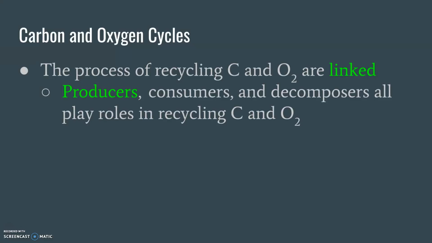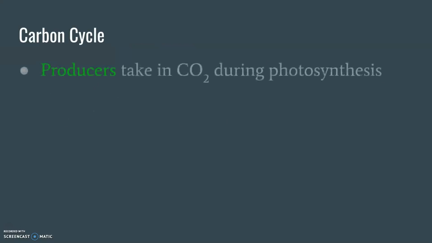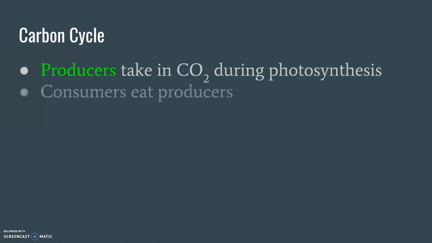These organisms take in carbon dioxide and they fart out oxygen. We humans and all other animals, we breathe in oxygen and we fart out or breathe out carbon dioxide. So these are cycled. They are linked. So producers take in carbon dioxide during photosynthesis.